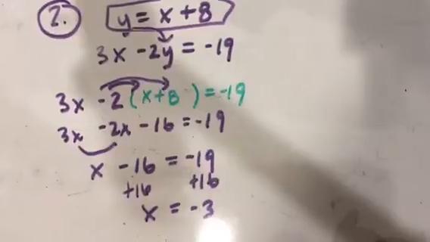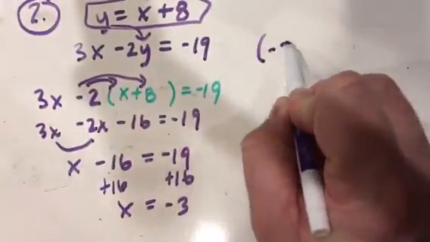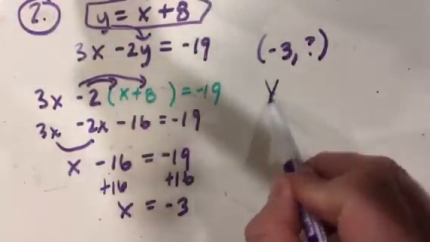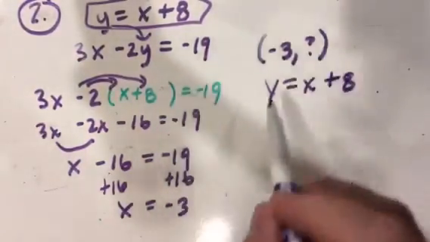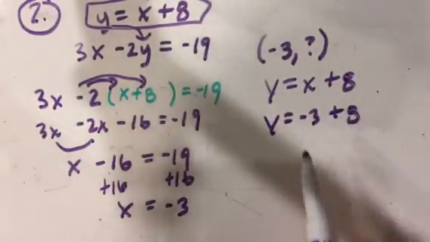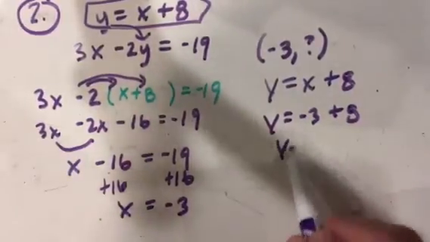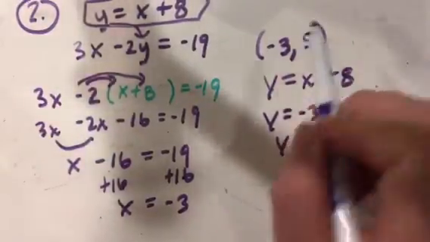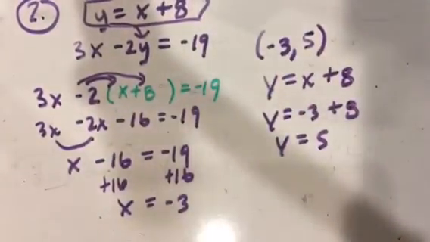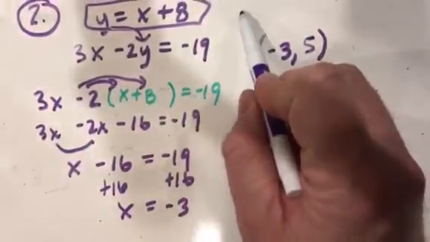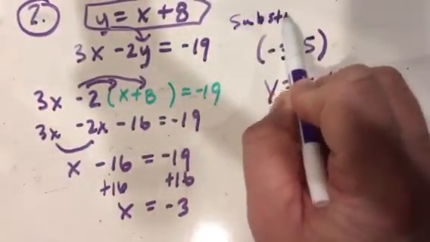Now we're only halfway there. So, if y equals x plus 8, and we know -3 is our x, then we very quickly get that y is 5. And that's our solution for the second problem. We use substitution because one equation was already solved for one variable.